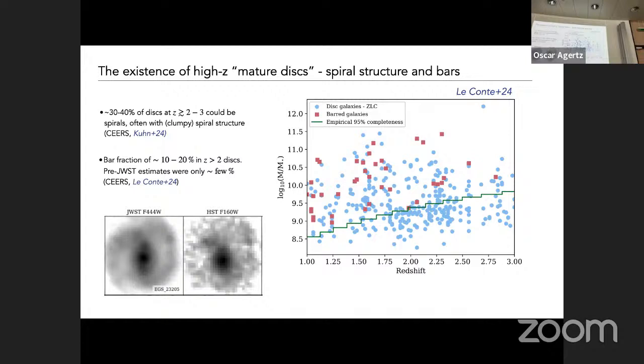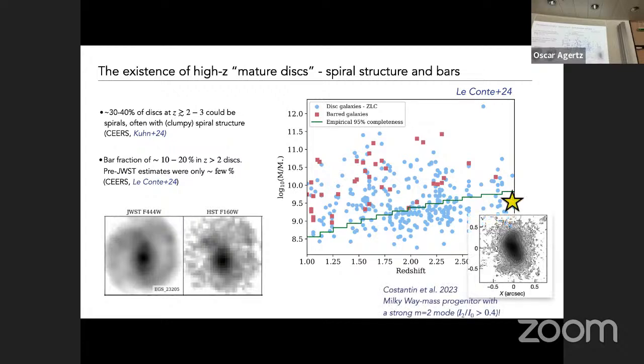We think of bars as something that happens or develops more quickly in dynamically cold disks, right? It's a low redshift phenomenon, we think, but suddenly they appear in the early universe as well. There's even a Nature paper from last year, by Luca Costantin, who found a Milky Way mass progenitor that has an amazing linear structure that we think is a bar as well. So these things could be operating, and we don't know on what timescales. How fast are they growing, and how fast are they dissolving?